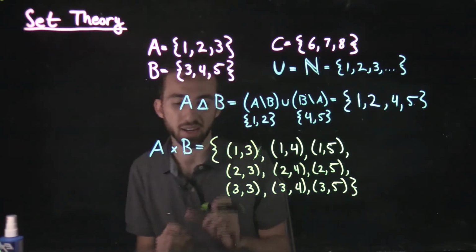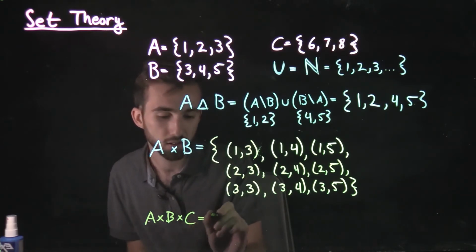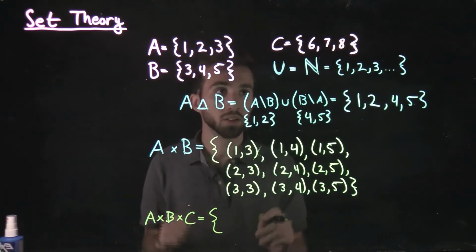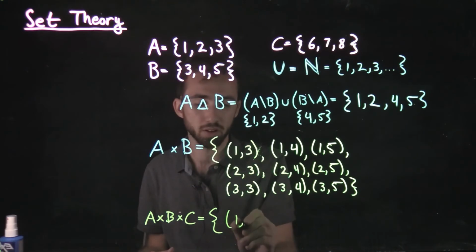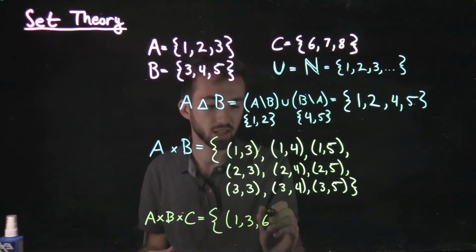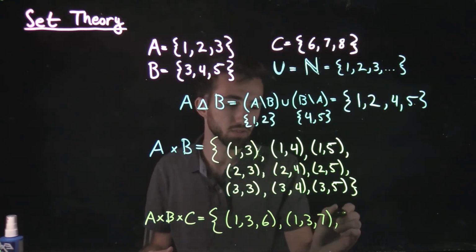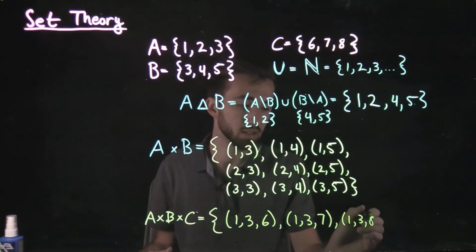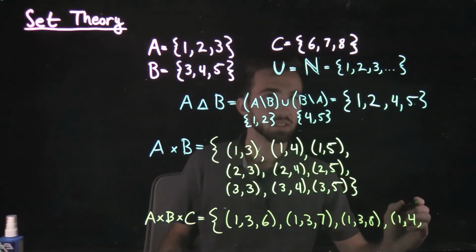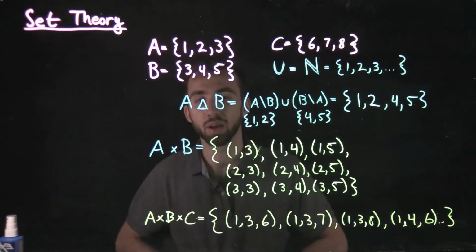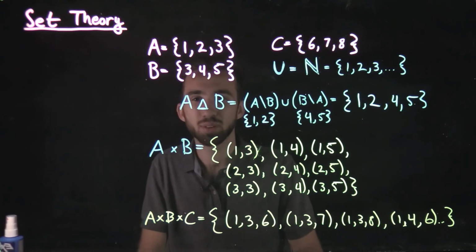Now a brief aside: if we had a 3-way cross product, so A cross B cross C, what would that look like? You do the same thing, but just with all possible triplets. So for example, the first one would be (1, 3, 6), and then the one after that would be (1, 3, 7), and the one after that would be (1, 3, 8), and then it would go (1, 4, 6). You're probably not going to need to know that, but I did it for the curious. Anyway, that concludes our examples.